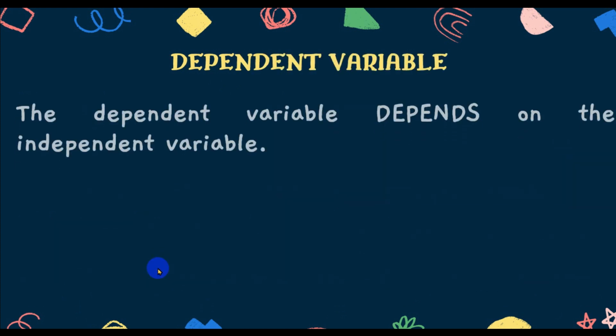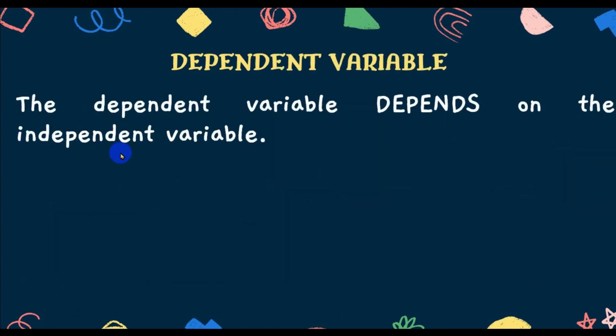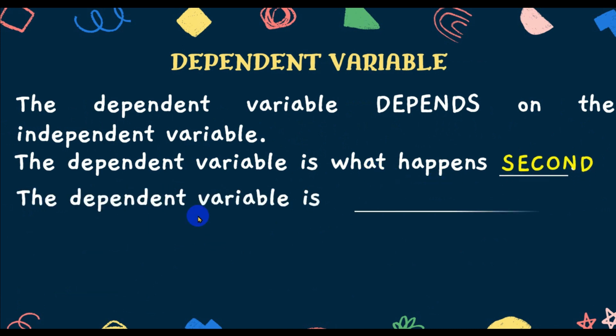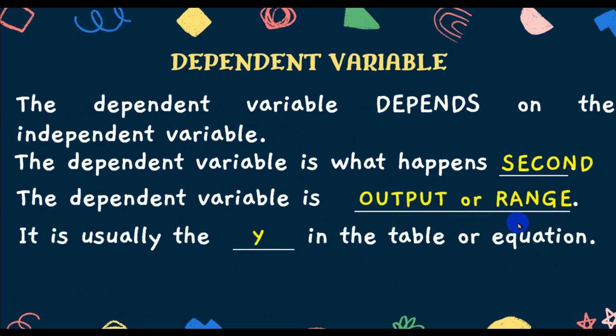For the dependent variable, syempre, nakadepende siya sa ating independent variable. So the dependent variable depends on the independent variable and it is what happens second. So ito yung effect. Ito yung magiging result. And then, the dependent variable is the output or range. So, yun po yung ating y elements or y values relation.